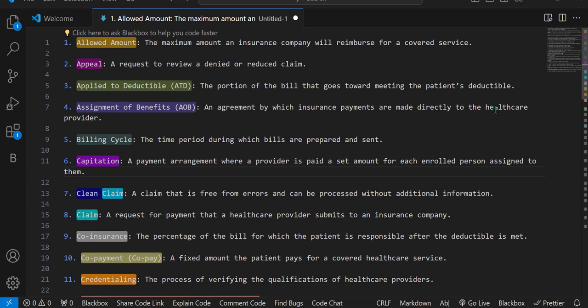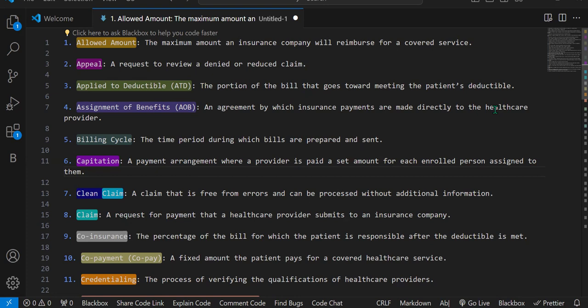So what is a clean claim? A claim that is free from errors and can be processed without additional information. What is a clean claim? A claim that is free from errors can be processed without additional information, which means what?